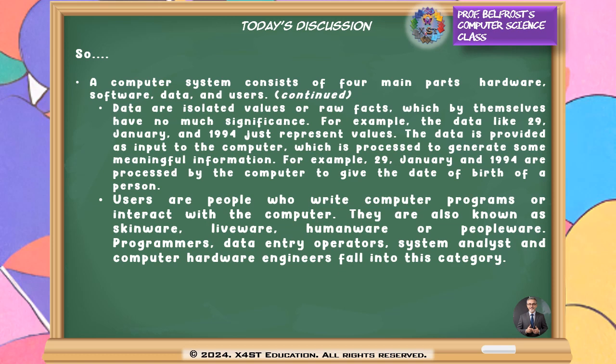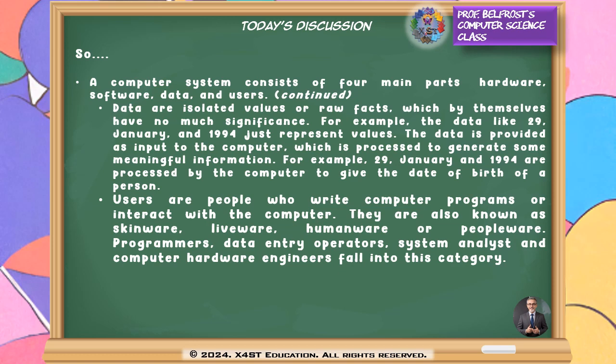Then data. Data are isolated values or raw facts which by themselves have no much significance. For example, the data like 29 January 1994 just represent values that maybe don't mean anything in a computer. But this data is an input to the computer which then we process to generate some meaningful information. For example, the numbers you have seen before are processed by the computer to give the date of birth of a person. Is stored as a variable to describe some purpose.